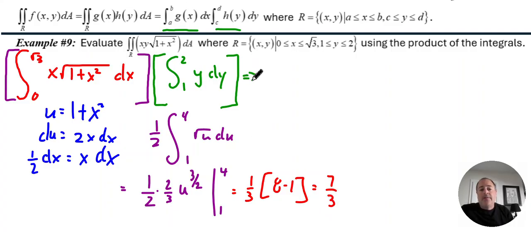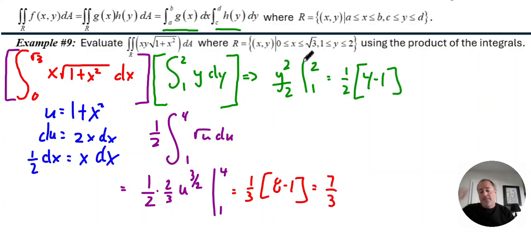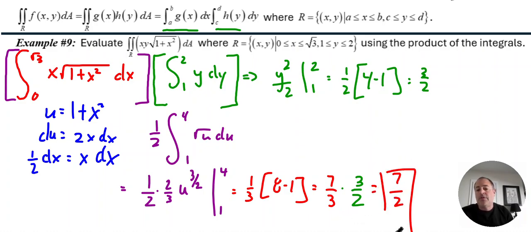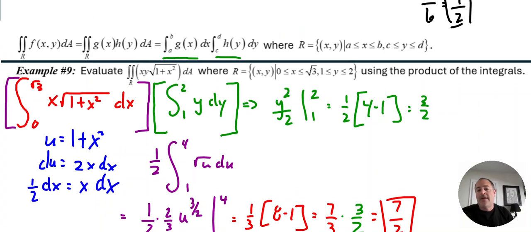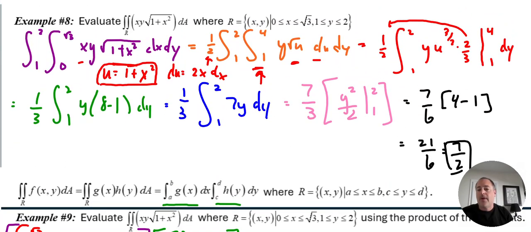And then here, this is the easiest one. We get y squared over 2. We're going to evaluate this from 1 to 2. So I've got myself a 1/2. I plug in 4 minus 1, y squared minus 1 squared, and I get 3 over 2. And guess what happens when I multiply these two things together? I get the answer of 7 over 2. And as you can see, that is exactly the answer we got right here.